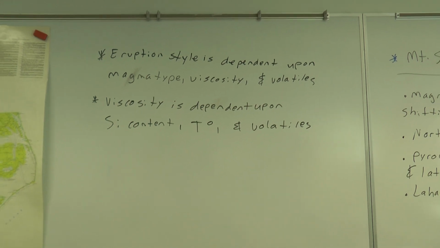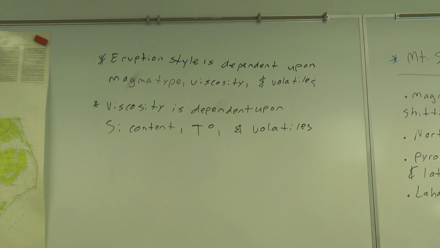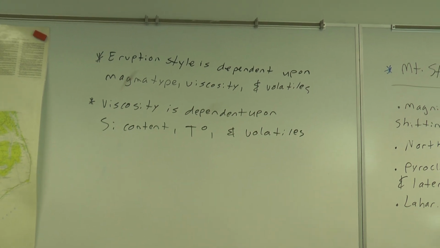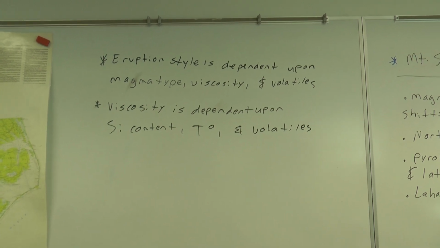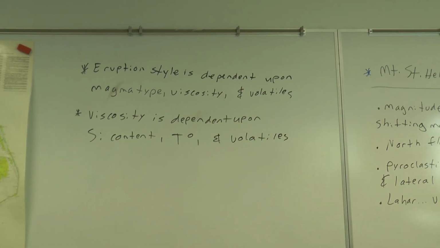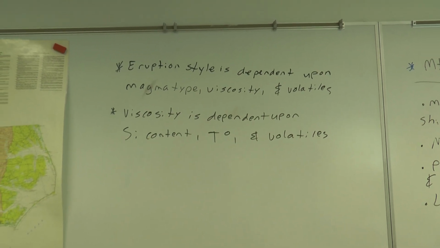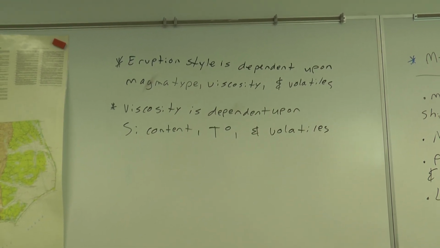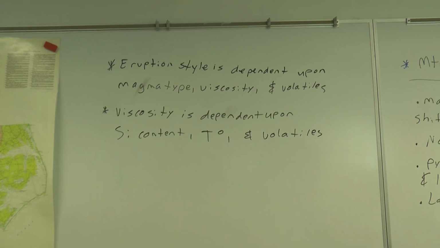Now volatiles are the volcanic gases, things like water vapor, carbon dioxide, hydrogen sulfide, and sulfur dioxide gases. These are discussed in the narrated PowerPoint. And the volatiles do a couple of things. All magma is going to have some amount of volatiles. Some will have more than others. Your felsic magma tends to have a lot of volatiles.